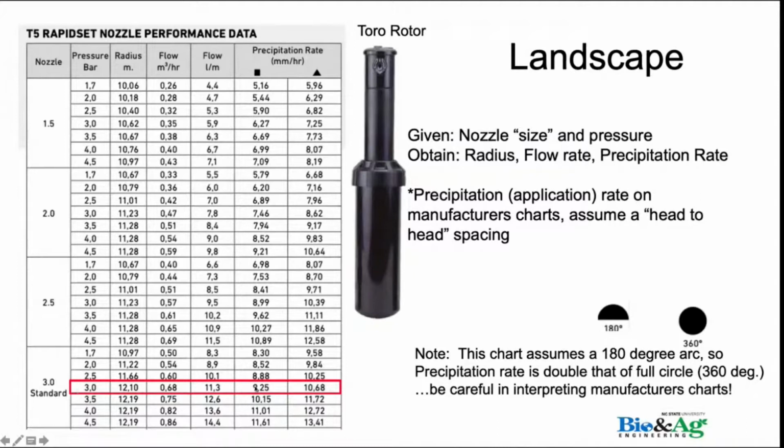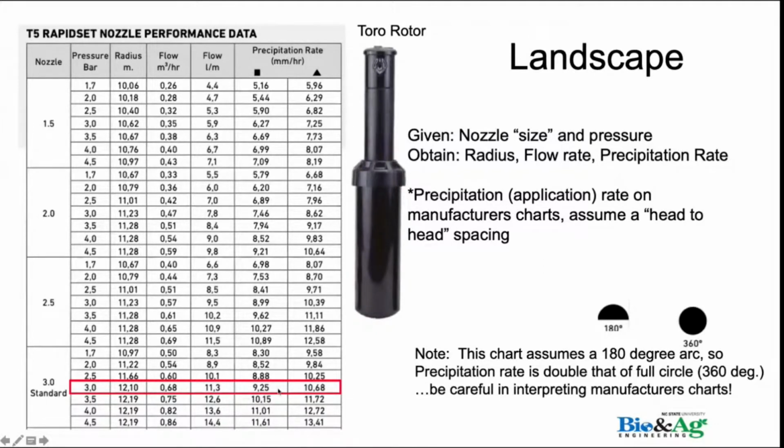So from that, I've circled this one row here for this nozzle, which is what we call in the US a 3 gallon per minute nozzle because it has a 3. At 3 bars of pressure, which is about 45 pounds per square inch, I think, it's going to have a radius of 12.1 meters and a flow rate of 0.68 cubic meters per hour. So that's a fairly high flow rate. I think liters per minute, 11.3. No, that's not, it should be about 3 gallons per minute.